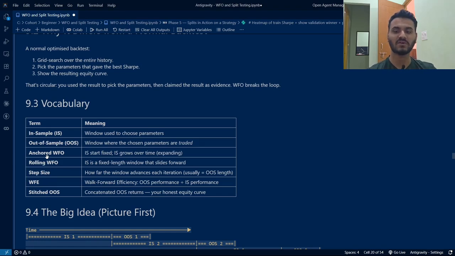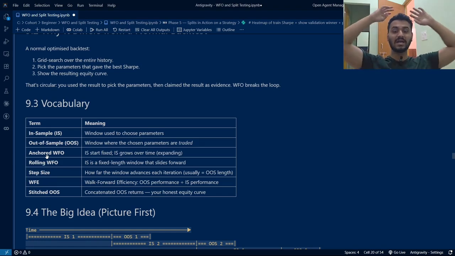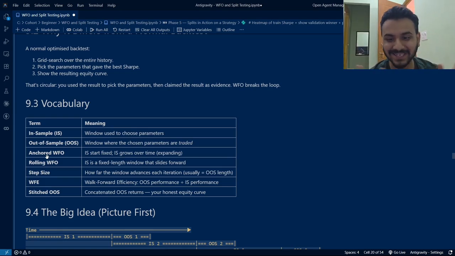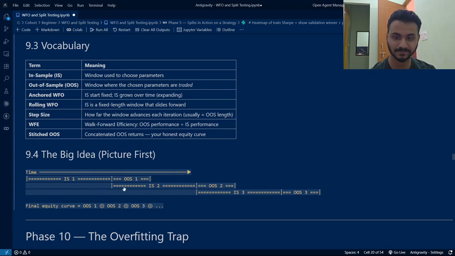Now, walk forward efficiency is out of sample divided by in sample performance. It will be calculated on stitched out of sample data, which is concatenated out of sample returns, your honest equity curve. As you can see here, the final equity curve will consist of out of sample 1, out of sample 2, out of sample 3, and so on.